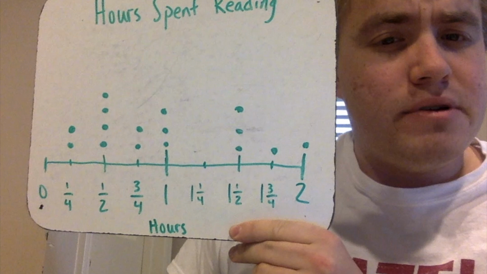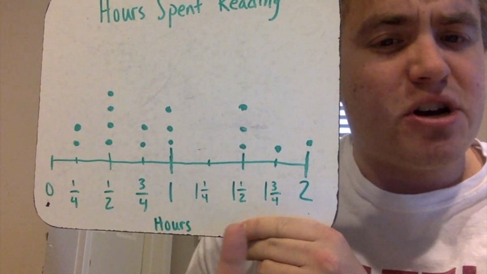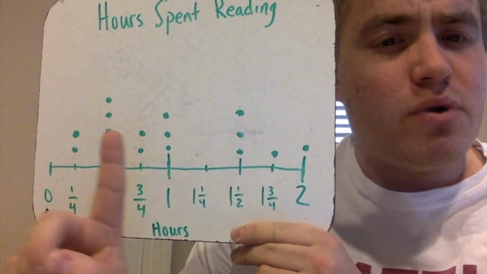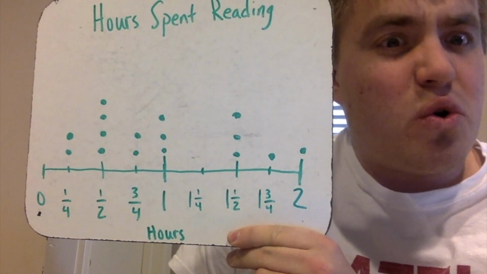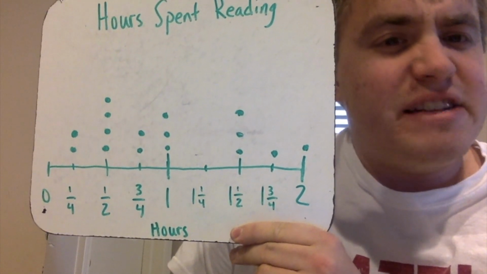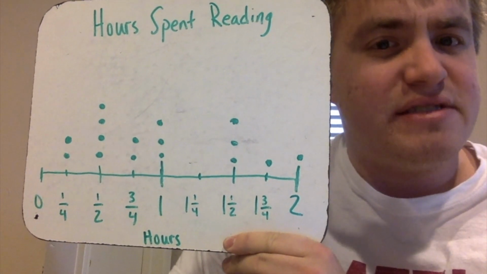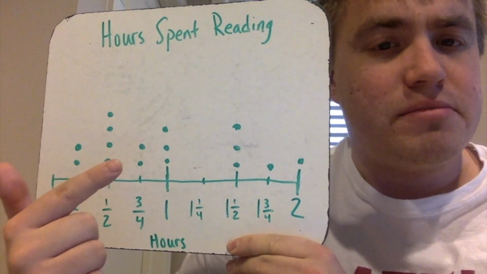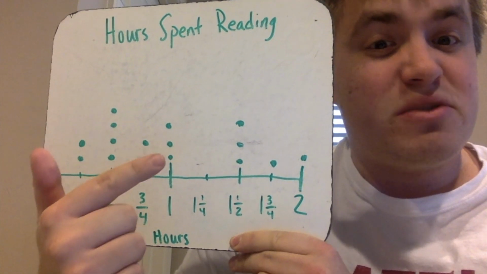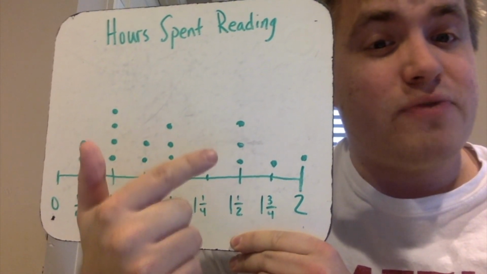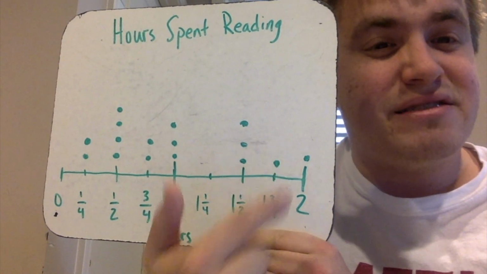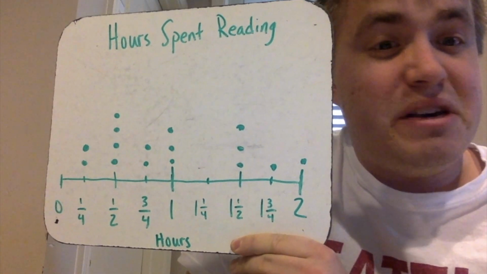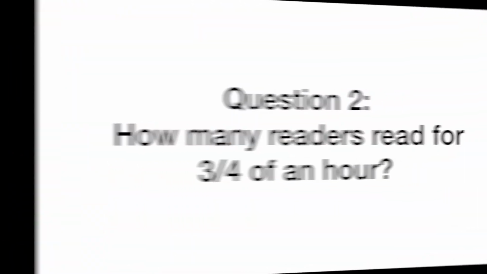My first question was, how many total readers are there? I don't have to look down here because this is my number of hours. Each one of these dots actually represents the total number of readers. So all I need to do is count up how many total dots I have on my line plot. I have 2, plus 4 is 6, plus 2 is 8, plus 3 is 11, plus 3 more is 14, 15, and 16. So for question 1, my answer would be 16 total readers.